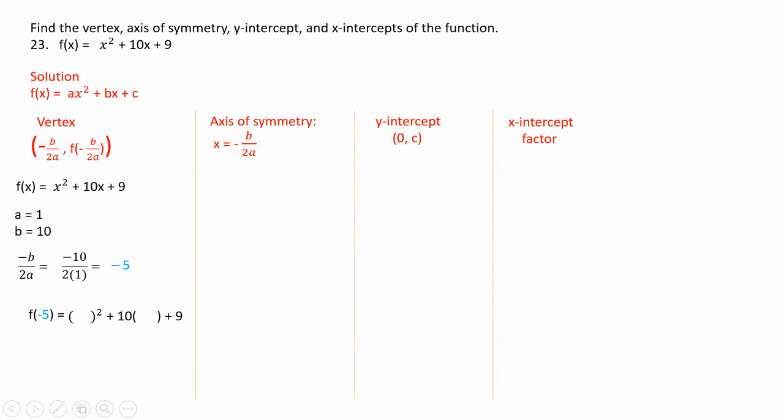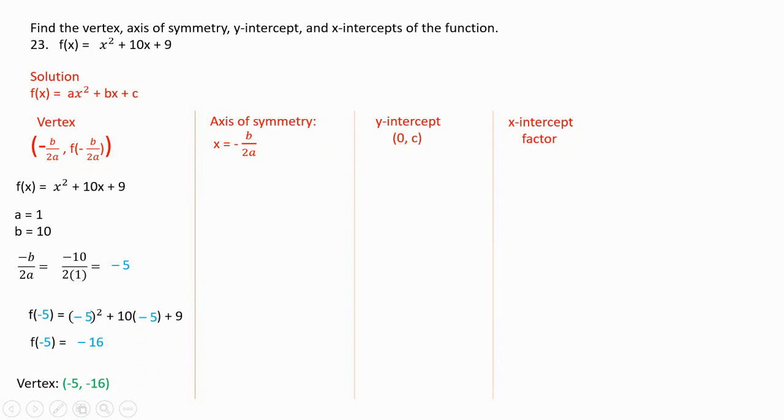Right, so I'm going to put the negative 5 here for the x and negative 5 here for the x. Negative 5, negative 5. This becomes 25, this becomes negative 50, and 25 minus 50 plus 9 will give us negative 16. Because negative 5 squared is 25, 10 times negative 5 is negative 50, 25 minus 50 is negative 25, and negative 25 plus 9 is negative 16. So this is my vertex.